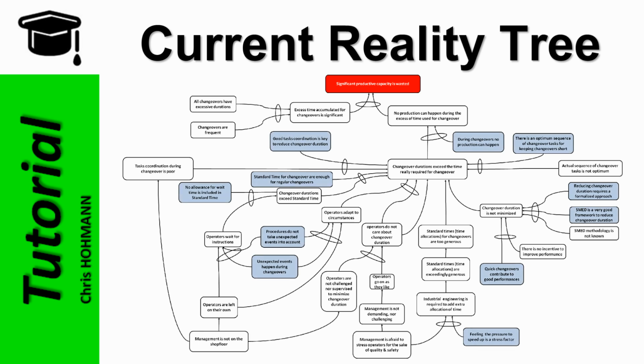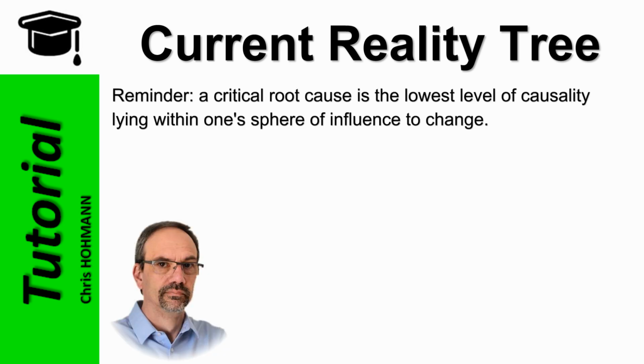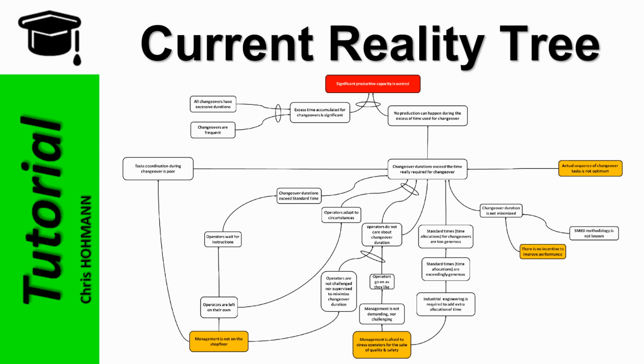Here are those extra entities highlighted in blue. If we take them out, the CRT looks like that. And the critical root causes are highlighted in amber. Remember, a critical root cause is the lowest level of causality lying within the sphere of influence to change. Among these 4 critical root causes, 3 are of the responsibility of management.